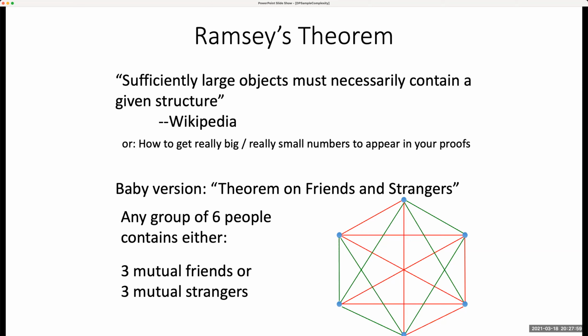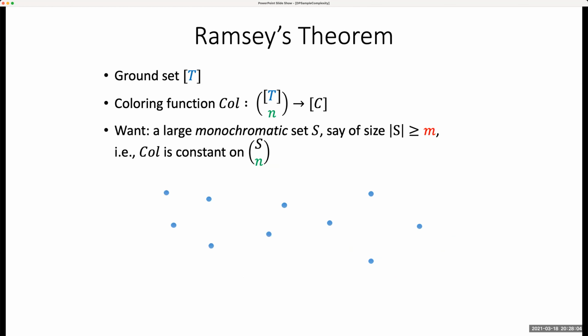Okay, so more generally, Ramsey's theorem tells us that if we have some ground set T, and we look at the complete hypergraph on subsets of size n, and we color them, so every hyperedge, every subset of size n of T, we color with C colors, then we can always find a large monochromatic set. We can find a subset of the vertices, all of whose n-subsets have the same color.